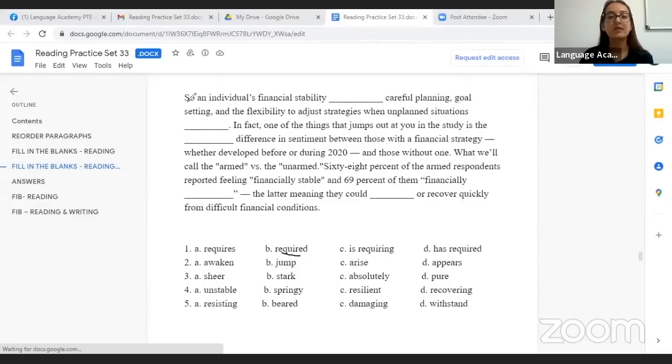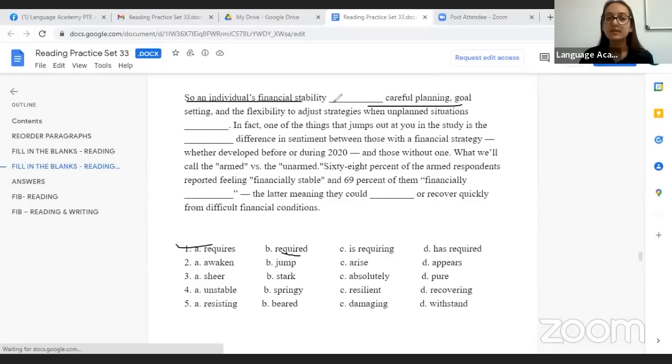So the first statement is a fact, and facts are always written in simple present tense, that is a rule. So financial stability requires careful planning today, tomorrow, yesterday. It always requires careful planning. So even today, if you want financial stability, you will have to plan. So it's a factual statement.